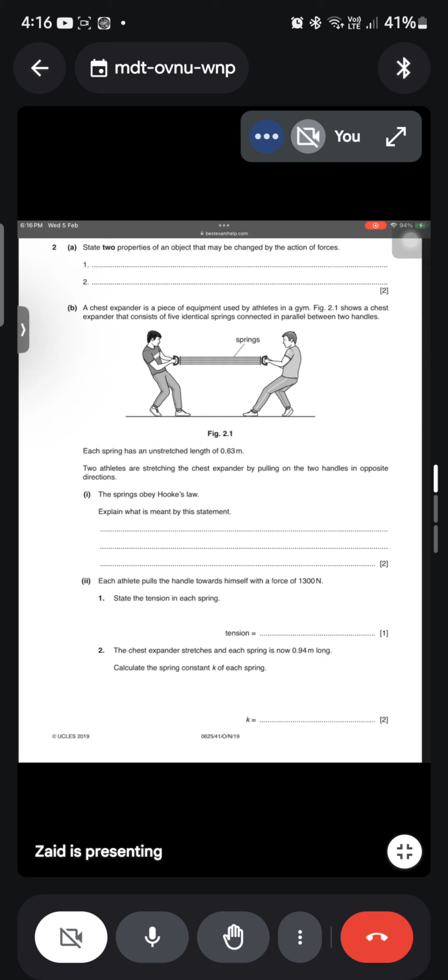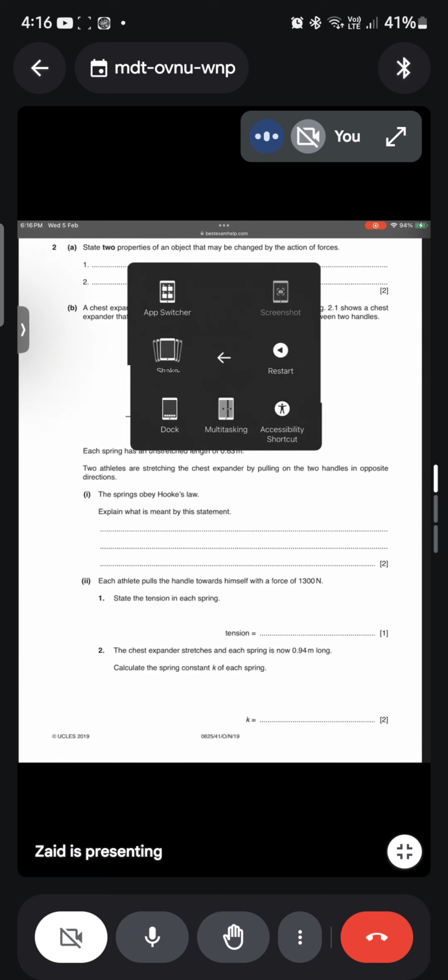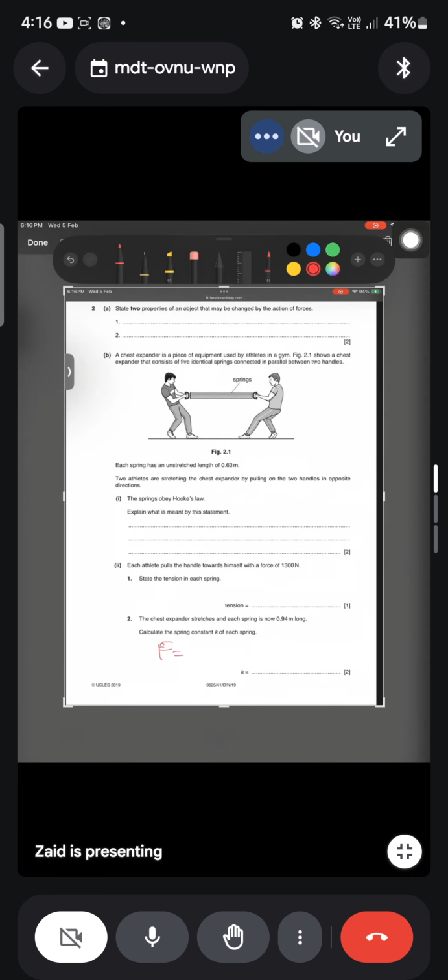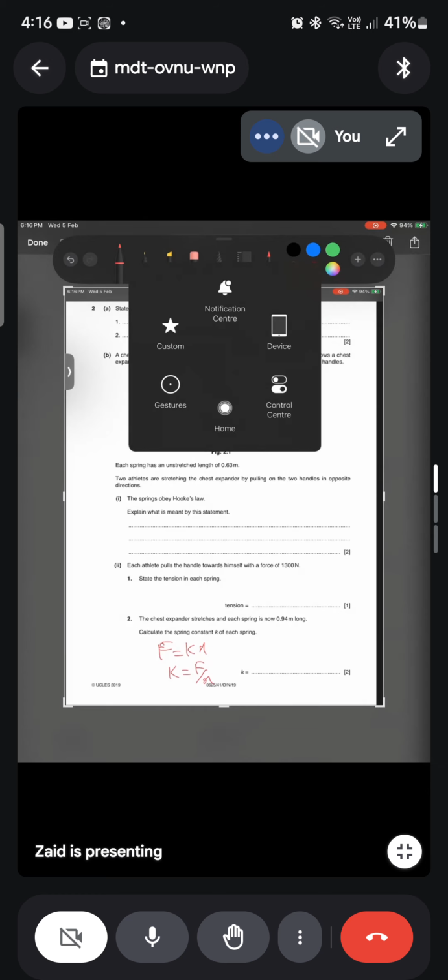The unstretched length is there. So the new length is 0.94. You subtract it from the unstretched length, you'll get the extension. And we know that Hooke's law is F equals Kx. So we are just supposed to find K. F equals Kx, so K equals F over x. That's it. Is that clear?